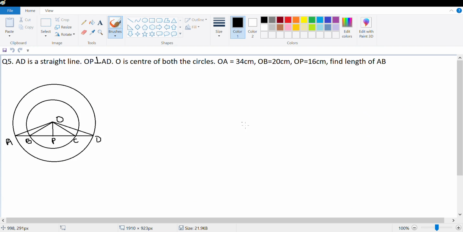Let me just open that question. Question number 5. It says AD is a straight line, OP is perpendicular to AD. So OP is perpendicular to AD, which means it is dividing the chord BC into 2 equal halves and dividing the chord AD into 2 equal halves.